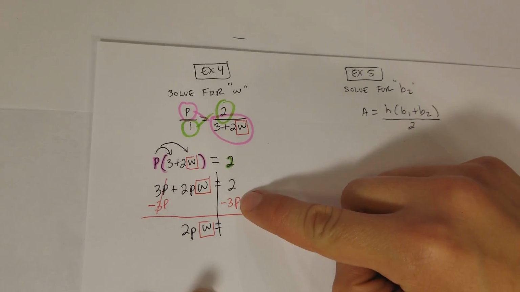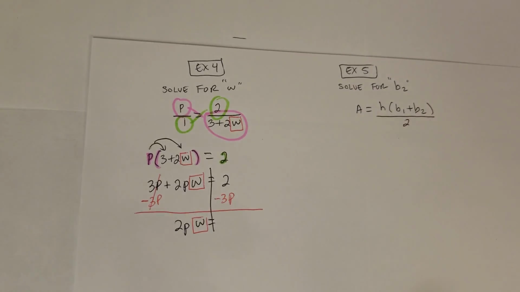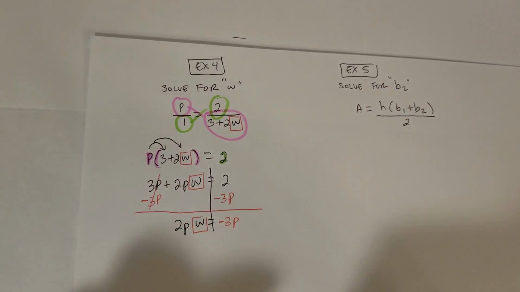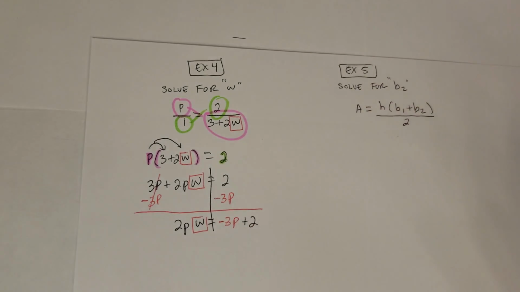Wait a minute, they're not like terms, remember? So don't try to feel like you're going to be adding these two, because you can't. If you can't add them, you can't add them. No big deal. So this is actually going to become negative 3p plus 2.